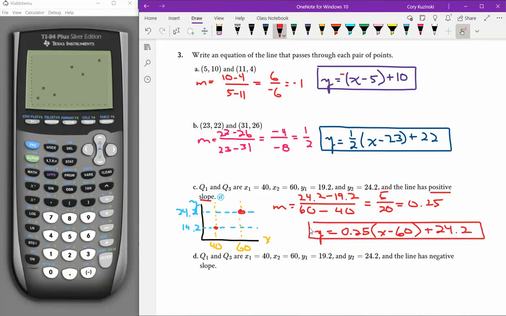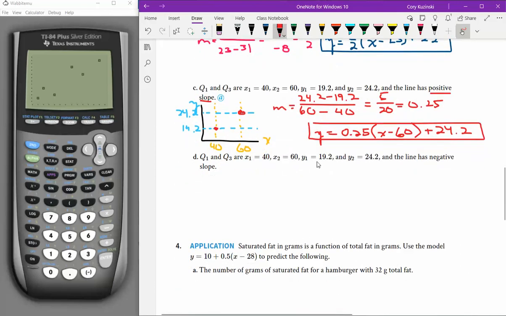Now part D, they give us the exact same values, but they say it has a negative slope. So a negative slope means we would use this point and this point, okay? Which is going to change things a little bit. Okay, so our slope is going to be change in y. We'll do 24.2 minus 19.2 over change in x, but now we're doing 40 minus 60 instead of 60 minus 40.